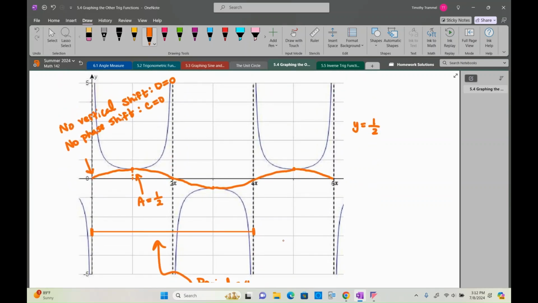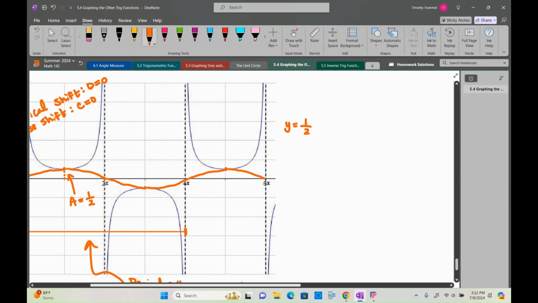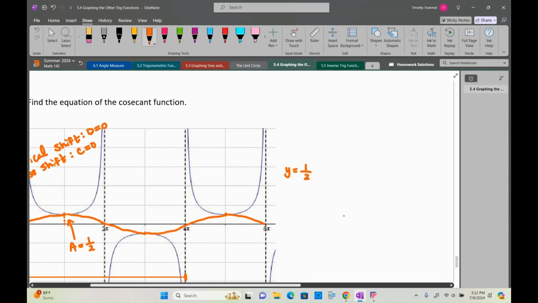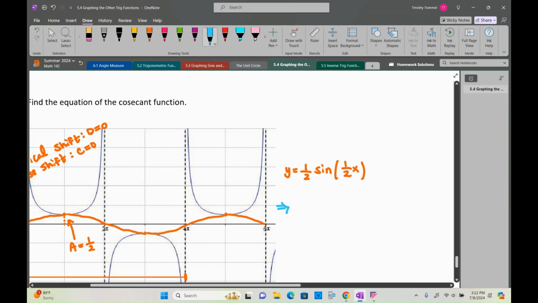So not only was A 1/2, but B is actually also a half. So when we go to write this in here, we would have that 1/2 sine of 1/2 x is the orange function, which means that the one we're looking for in the blue is just simply y equals 1/2 cosecant of 1/2 x.